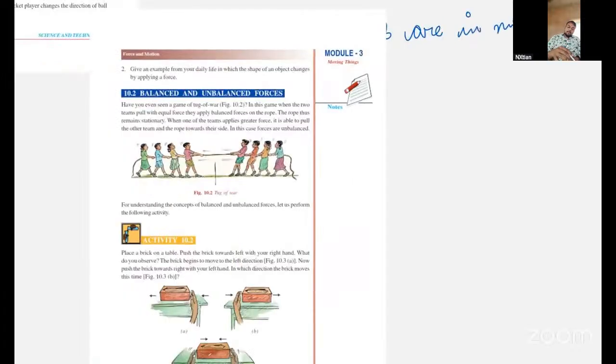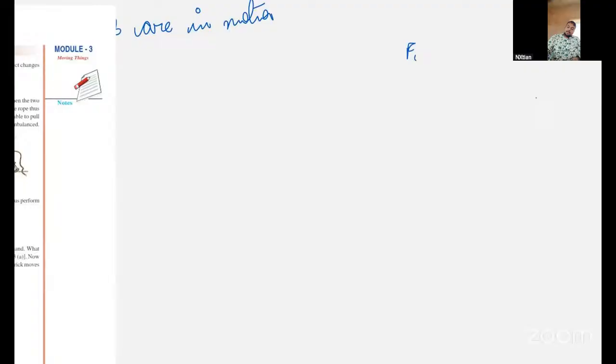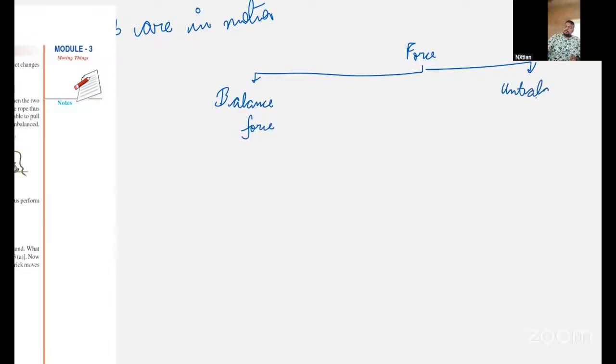Now, basically, forces are of two types. How many types? Two types. First is balanced force, and the second one is unbalanced force.